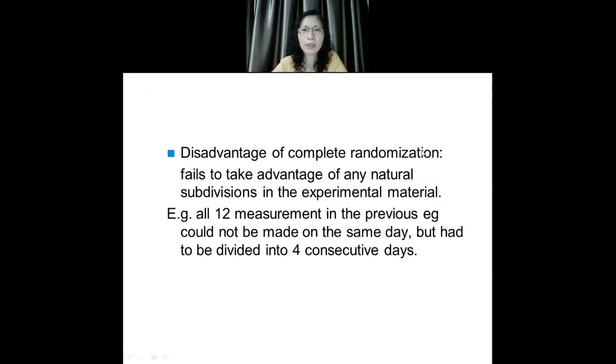We have 12 experiments that we need to conduct, with 3 different treatments. So there are 12 measurements that we need to make. Now there is a disadvantage of complete randomization because it fails to take advantage of any natural subdivisions in the experimental materials. Example, all the 12 measurements in the previous example could not be made on the same day, but had to be divided into 4 consecutive days.